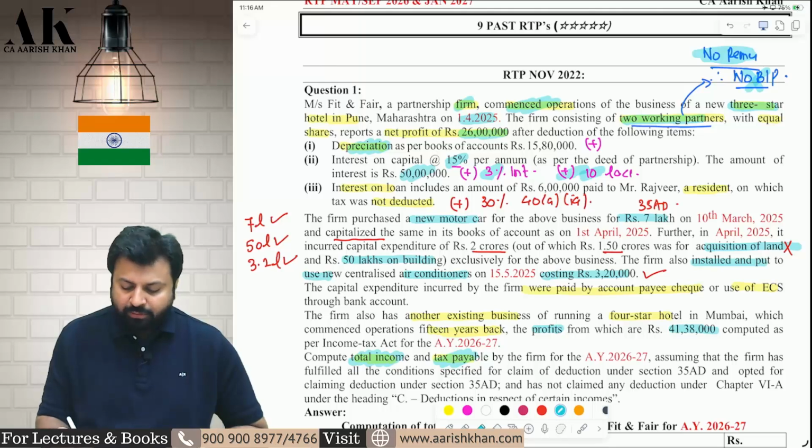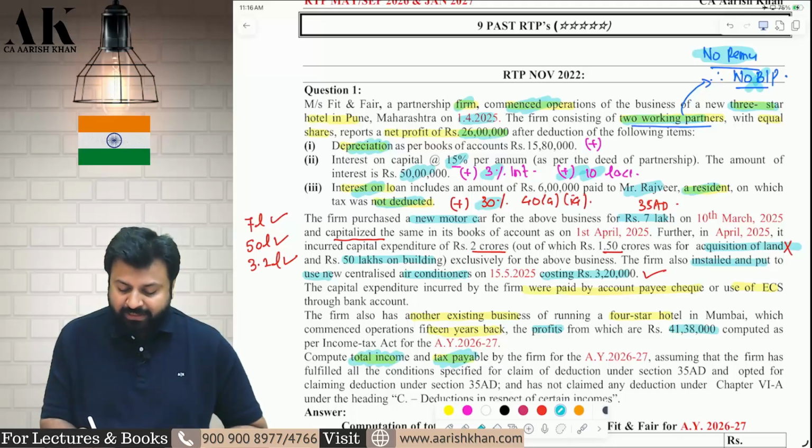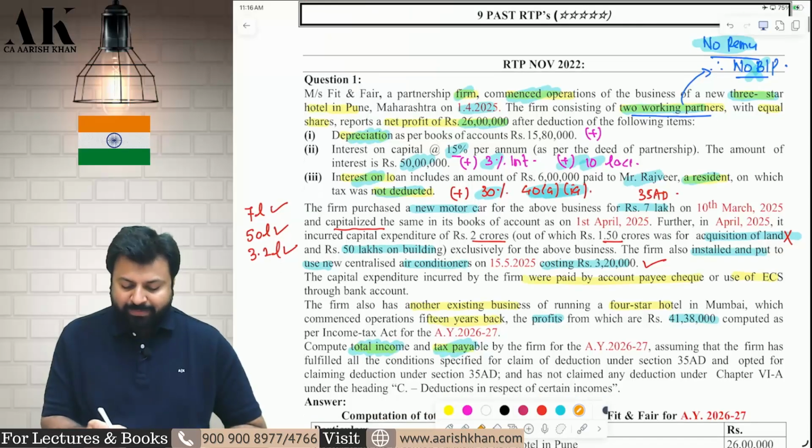Third, you have taken some loan from Mr. Rajveer, a resident, and you are paying him some interest on which TDS is not deducted. So if you don't deduct TDS on payments to residents, 30% of your expenditure will be disallowed as per 40(a)(ia). Therefore, add back 30%.